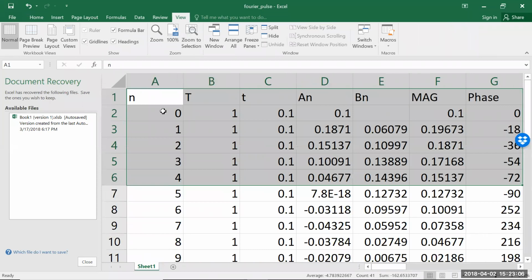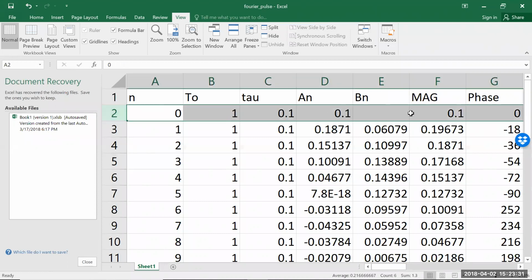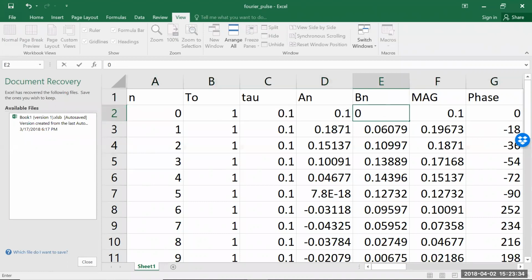So I just did this in Excel where I have n, right? Here we can call T naught. I call this T for tau. I guess I can call it tau. All right. Calculated A_n. Calculated what B_n would be. All right. So if n equals 0, B_n doesn't exist, or you can just put a 0. And notice tau is 0.1. So 0.1 divided by 1, right, is 0.1. So that is our coefficient.